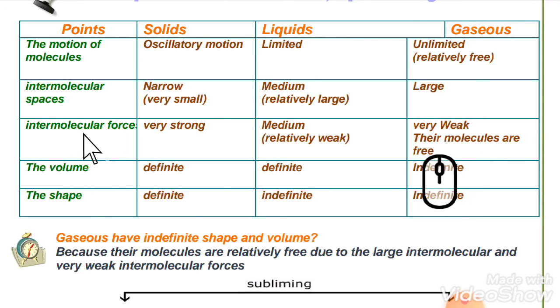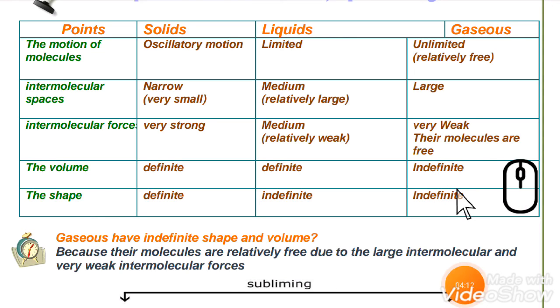What about the attraction force between the molecules? In solids, it's very strong. The intermolecular force between the molecules of liquid is medium. And the intermolecular force of gases is very weak. Okay, then we have the volume. The volume of the solid is definite. The volume of the liquid is also definite, and the volume for gases is indefinite. The shape is definite for solids, the shape is indefinite for liquids, and the shape is indefinite for gases.